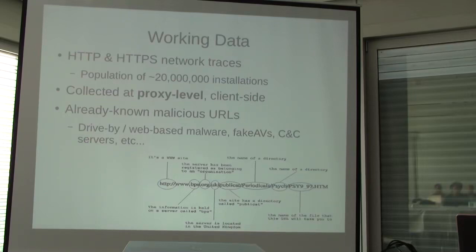If a machine is connecting to this URL, it might be because it received a spam email and the user clicked on the spam and connected back to a phishing site, or it might be that the machine is infected by malware, so it's connecting to the botnet, or it might be that the user is lured into visiting a site and downloading a fake AV and so on. So this is our data set. And we have a population of about 20 million installations worldwide. So you can imagine how much traffic that is, okay?